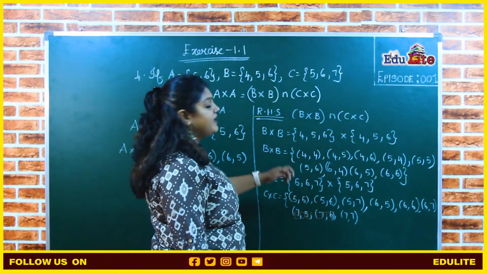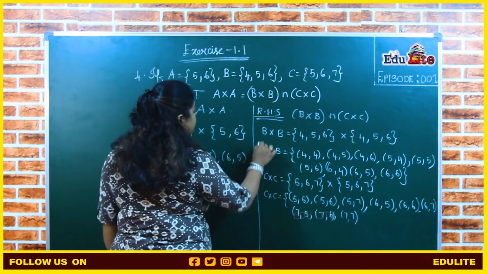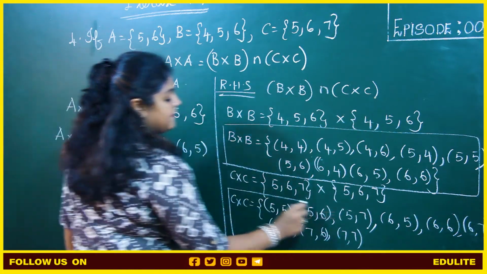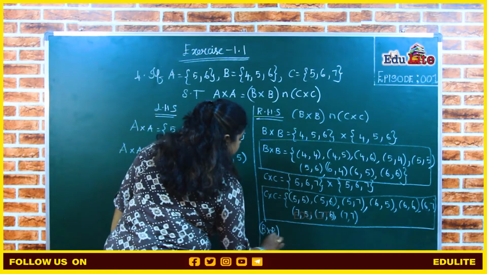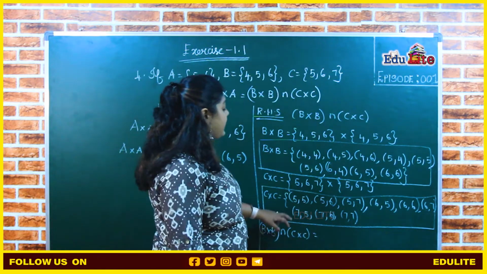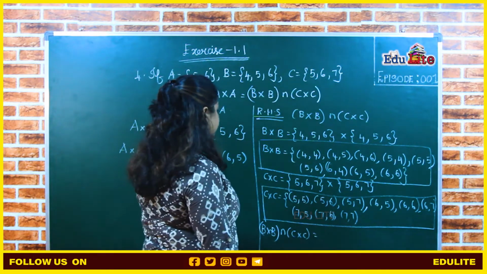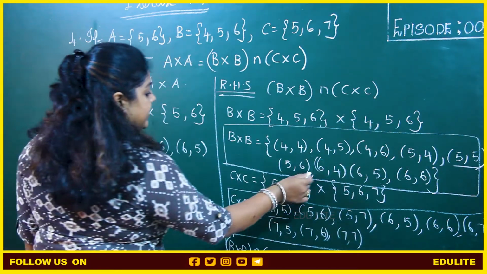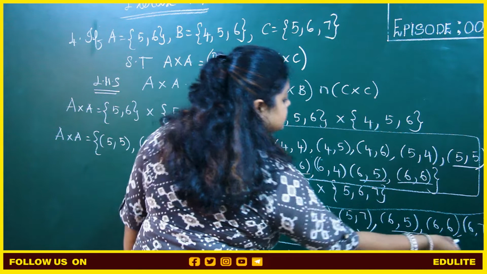Next what we have to do is take the intersection of B cross B and C cross C. What will it be? We have to take the intersection between B cross B and C cross C. The intersection means we take only the common elements from both the sets. The common elements present are (5, 5), (5, 6), (6, 5), (6, 6).